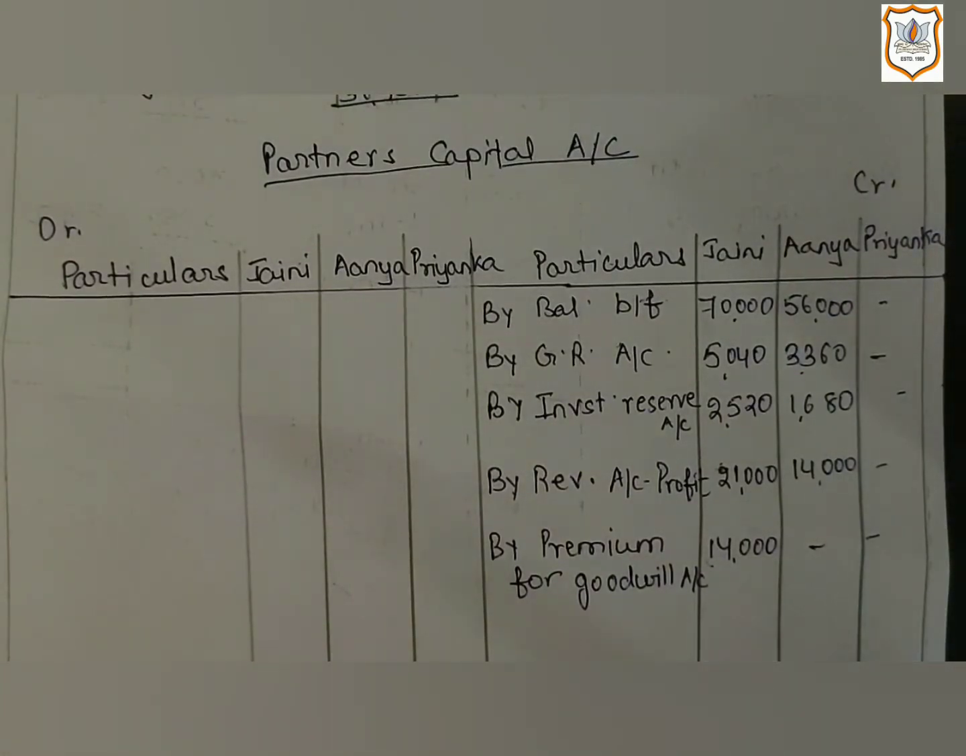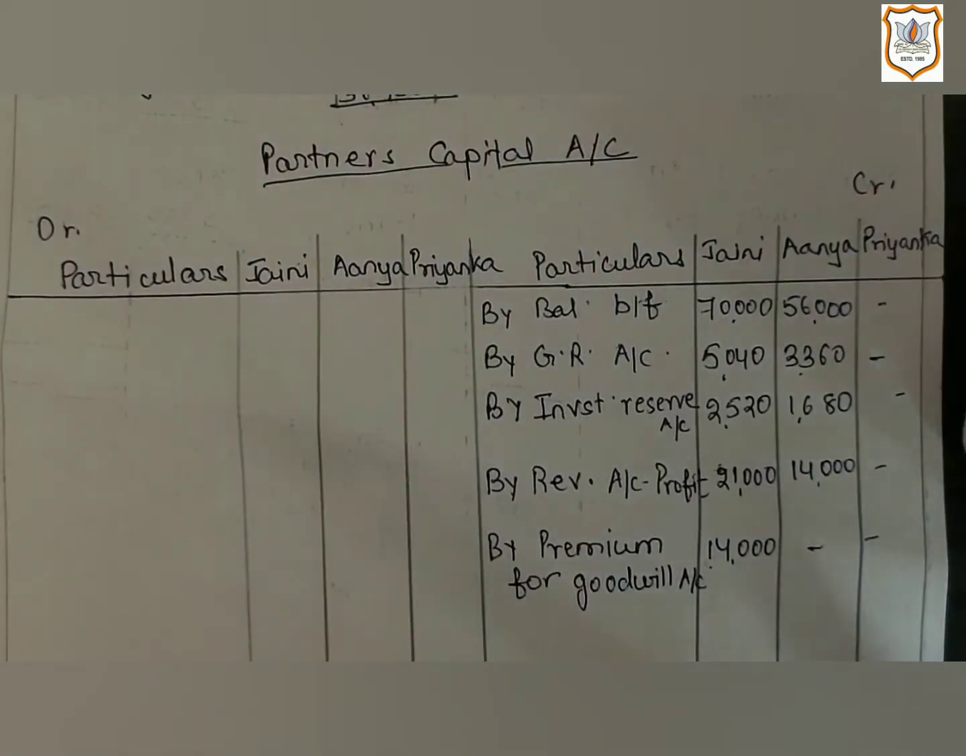Then in the old balance sheet, investment reserve is also given, that is 4,200. This time the 4,200, the value of investment reserve, will be entirely distributed because it remained unutilized, as there was no loss on investment. This time the value of investment was increasing, so the amount of investment reserve remained unutilized.